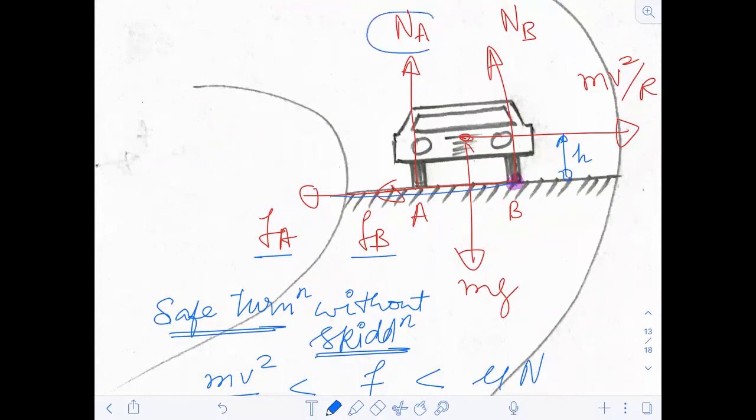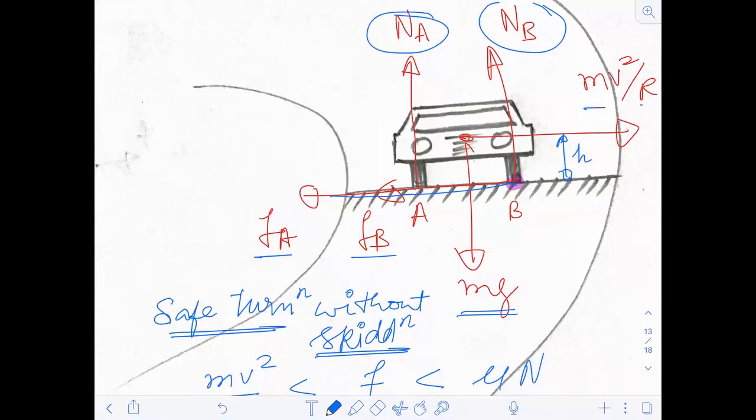Na is not going to give me, why? Because it has lost contact. Nb is not going to give me because its line of action is through B only. So only mg and mv square by r are the two forces that will give me moment.